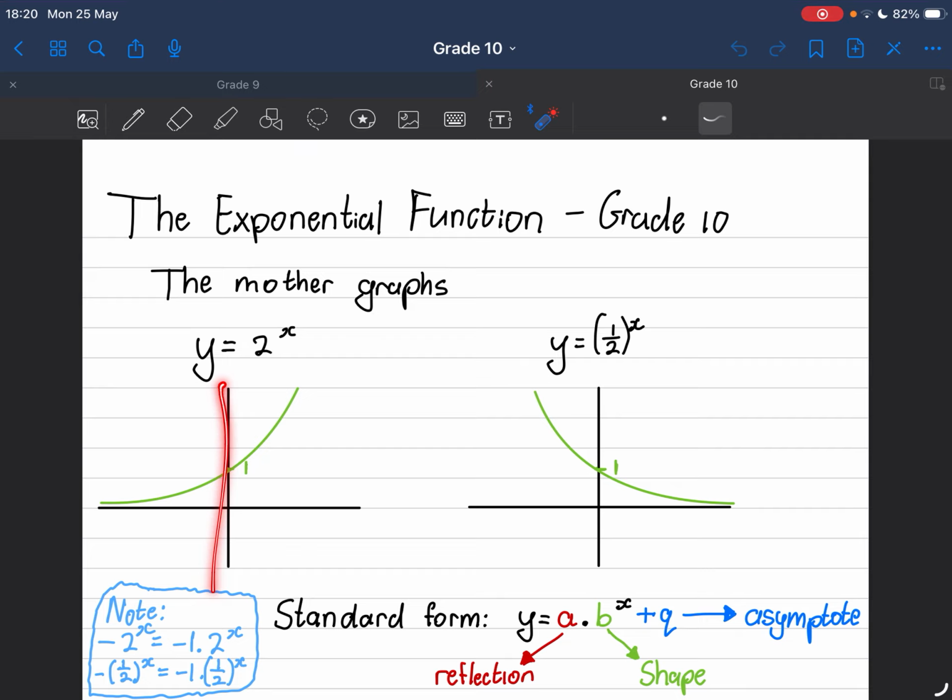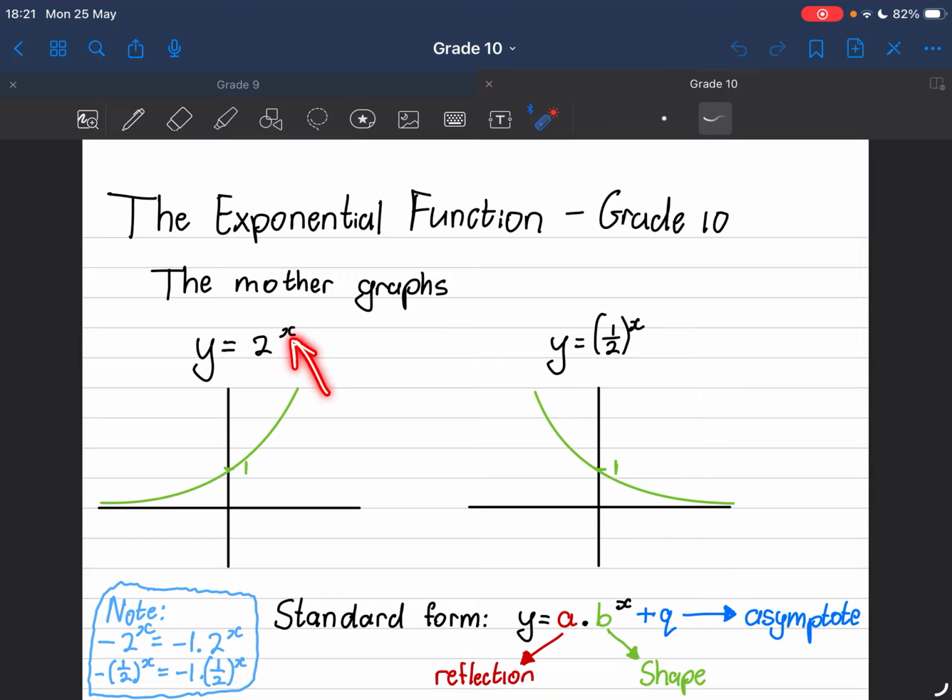So as usual, you've got your Cartesian plane, and the first graph we're looking at is y equals 2 to the power x. Now, the exponential graph works like this. Obviously, you put in your inputs and then you get a bunch of outputs. Every function works like that.